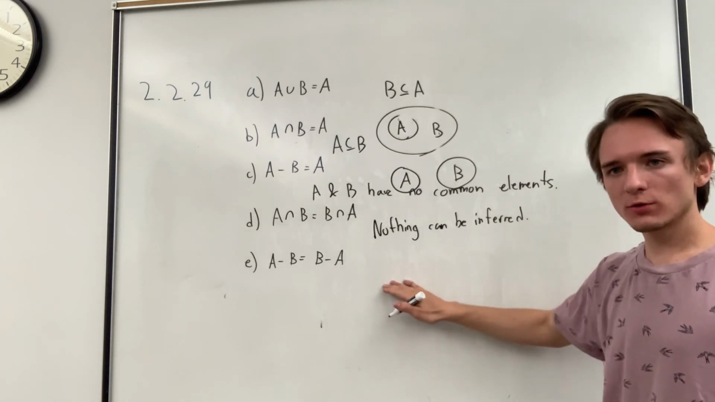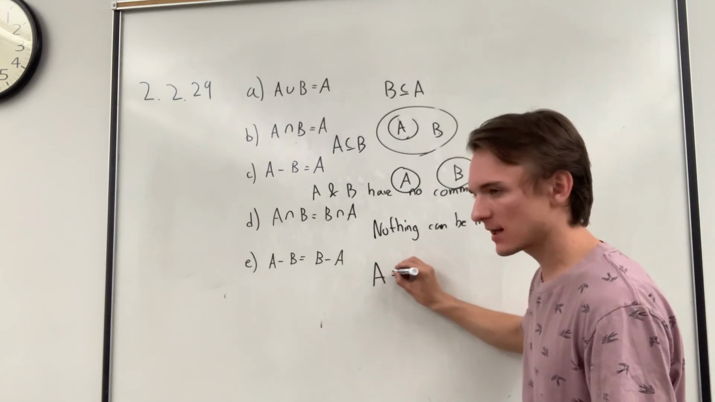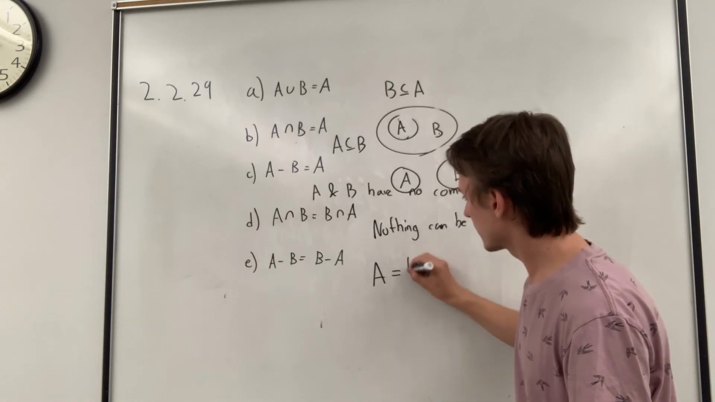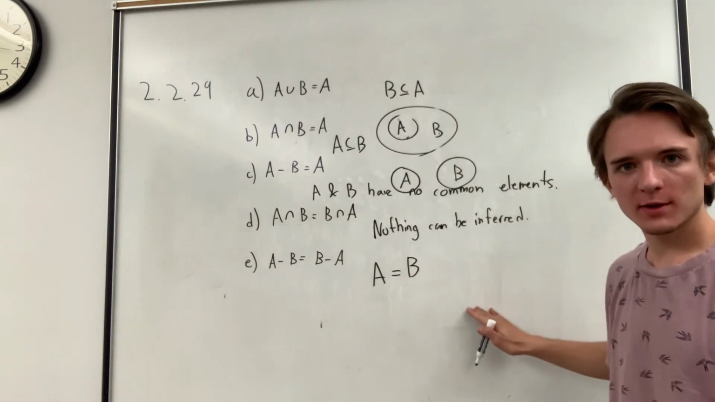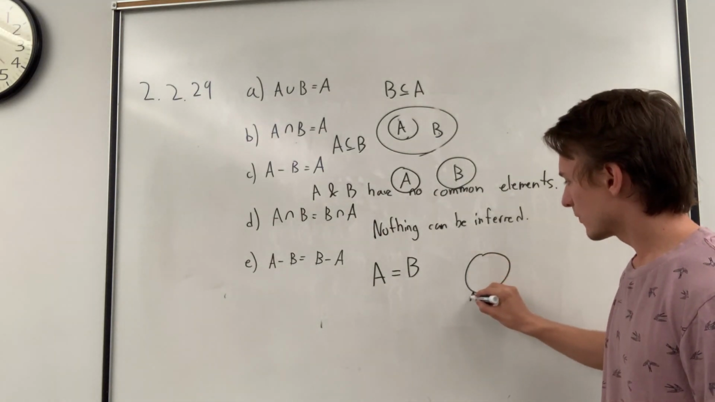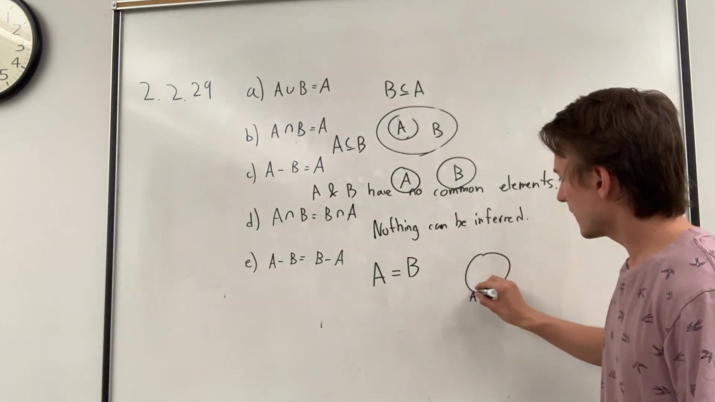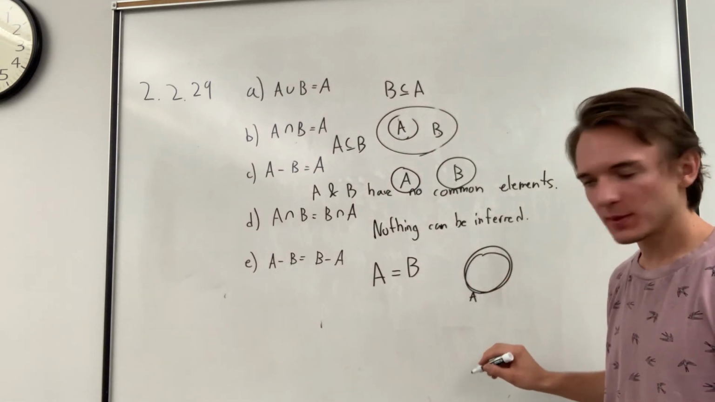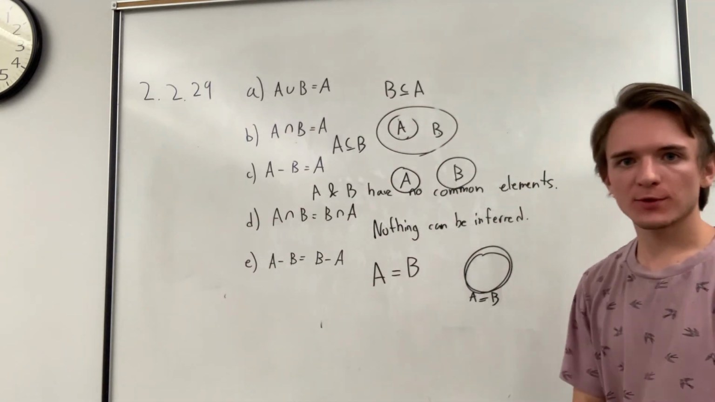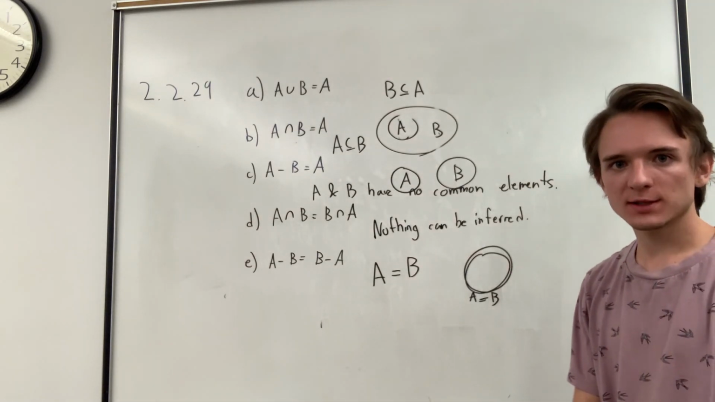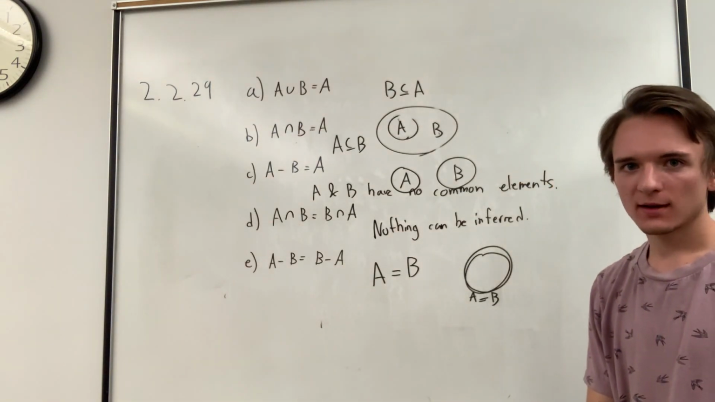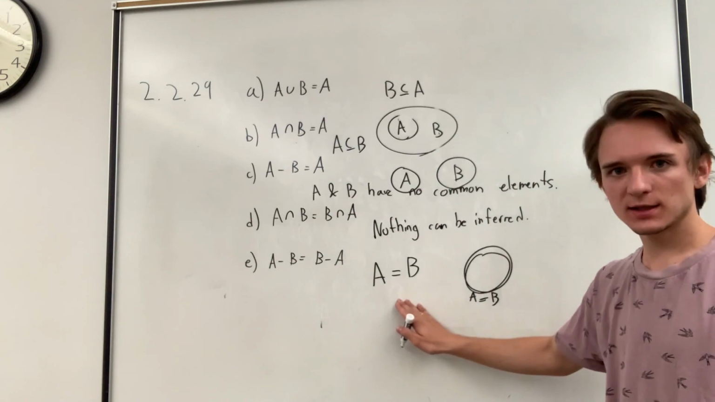Finally, A minus B is equal to B minus A. And we'll see that this is only possible when A, the set A, is equal to the set B. We can also describe it as follows. A, which we could denote here, entirely overlaps with the set B. So A minus B leaves us with nothing. It leaves us with no elements at all. And B minus A leaves us with no elements at all either. That can only be true, again, when A is equal to B.